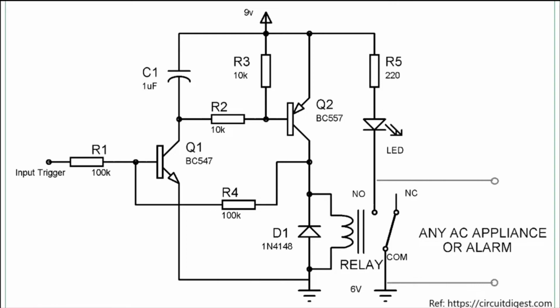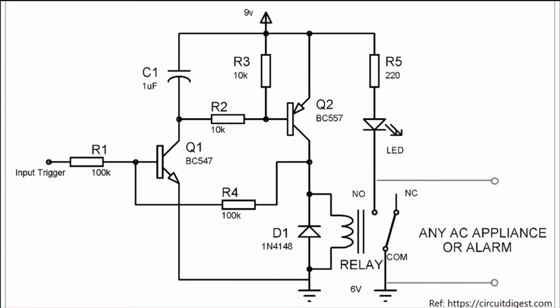It starts conducting and energizes the coil of the relay. That means this part, which activates the relay and turns on the device connected to the relay. In our case, the LED, that means this LED will glow. This is normal behavior until now, but let's see what makes it a latch circuit.